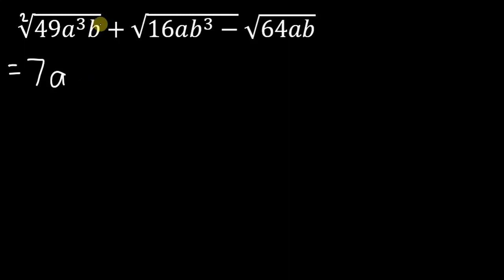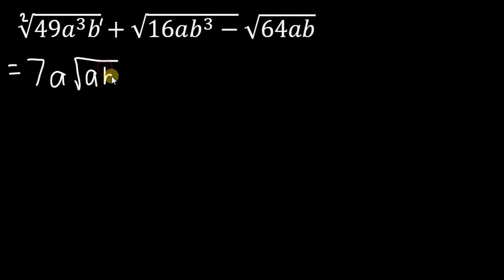And then ilang 2 meron sa 1. So dito merong 1. Ilang 2 meron sa 1. So wala. So yung makakalabas lang is 7 and a. And then square root of, dahil nakuha natin square root ng 49, so wala na yan. Then a cube, dahil nabawasan ng dalawa, so isa na lang matitira.